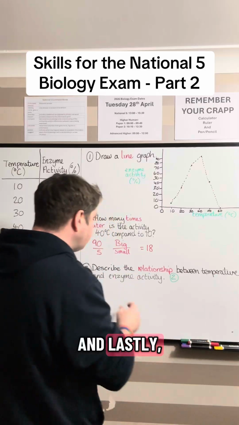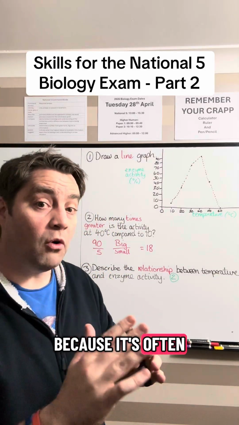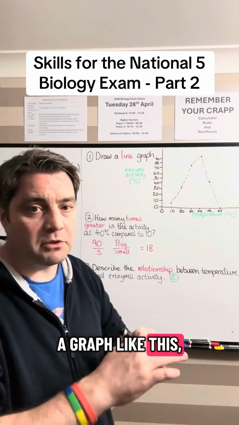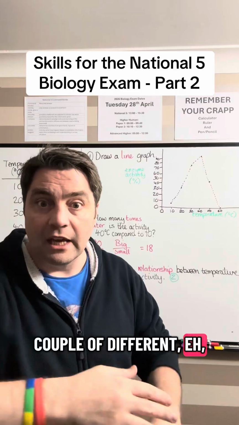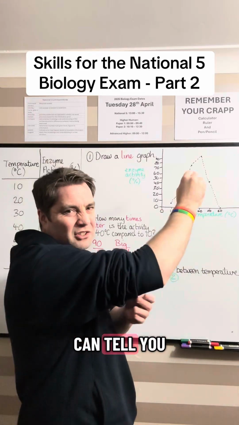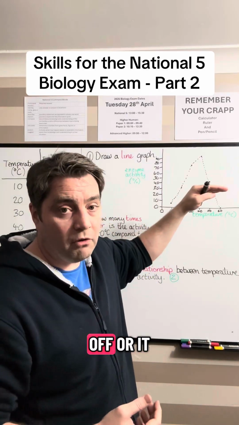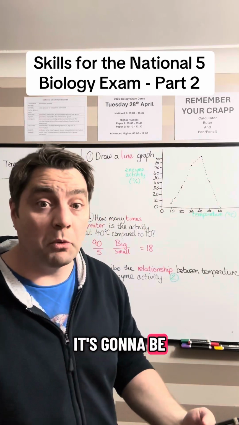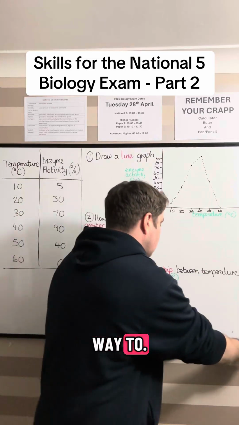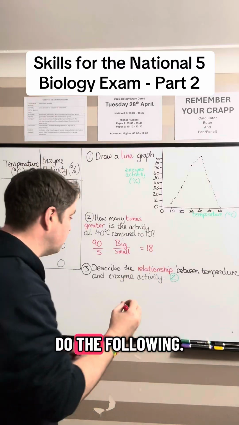Now lastly, this is an important one to get right because it's often worth 2 marks in the exam, especially if it's a graph like this where there's a couple of different changes in the way it goes. Some graphs continually increase, and that's only going to be worth 1 mark. But if there's a change, i.e. it levels off or it starts to decrease again, it's going to be worth 2 marks, and you have to be able to describe this correctly. So there's a way to answer these questions which is the same every single time you do it, and that's to do the following.